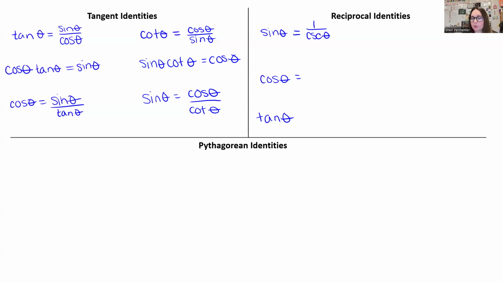The reciprocal for cosine is secant, and we abbreviate that with SEC. And the reciprocal for tangent is cotangent, and we abbreviate that with COT.